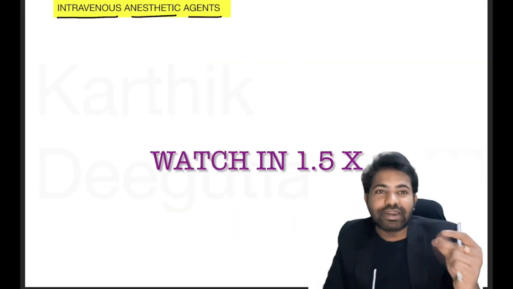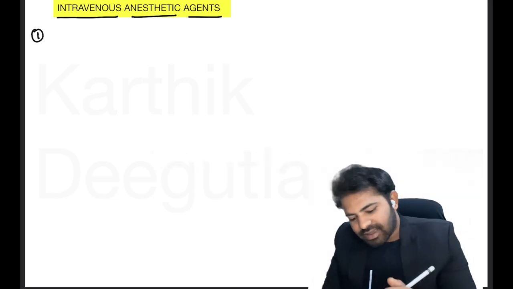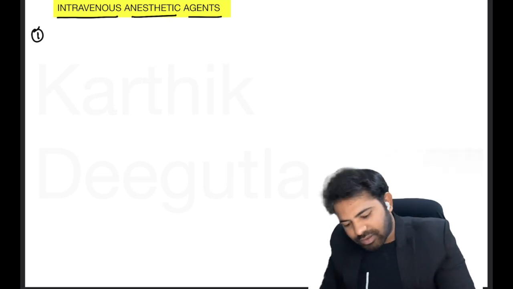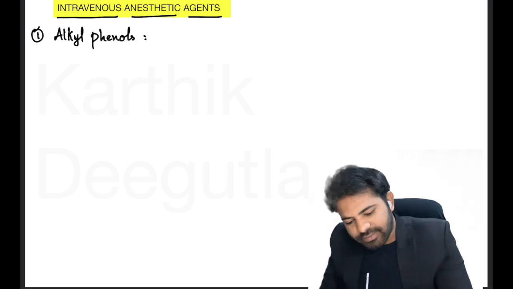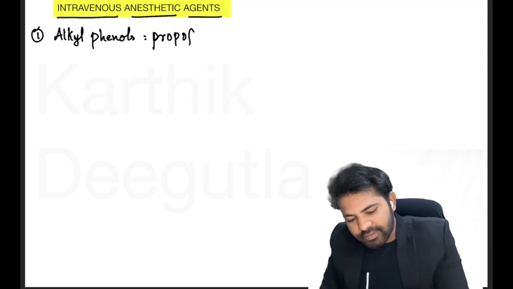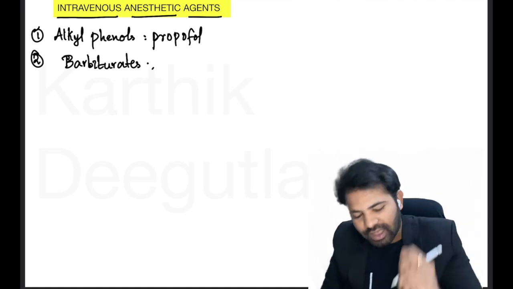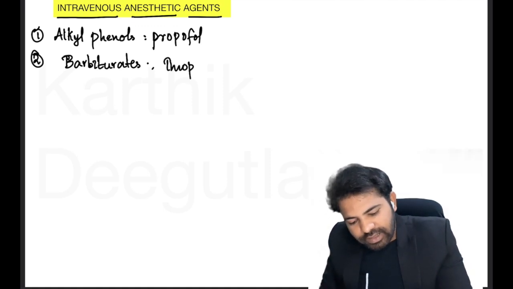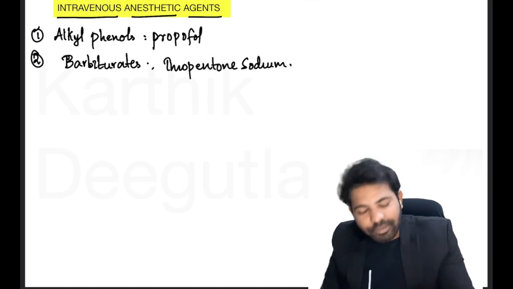So let's talk about intravenous anesthetic agents today. And before that, let's classify the anesthetic agents into 6 types. The first type is alkyl phenols. Example is your propofol. Then the second type is barbiturates. The example is thiopentone sodium, or methohexital.